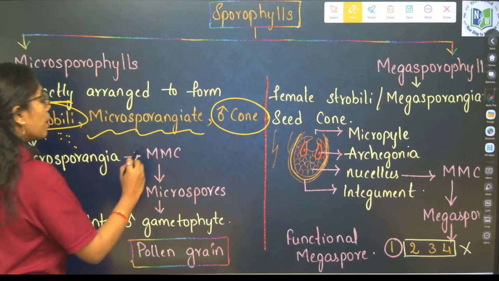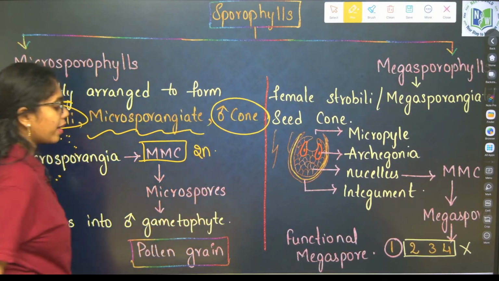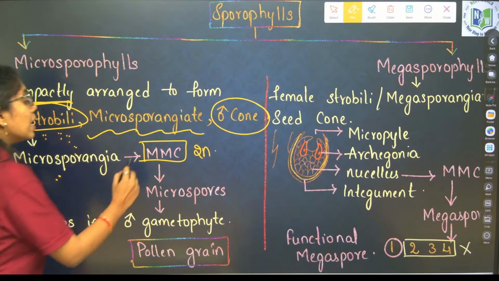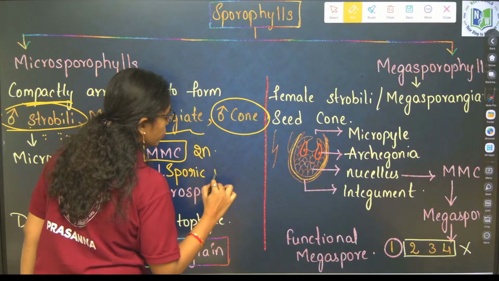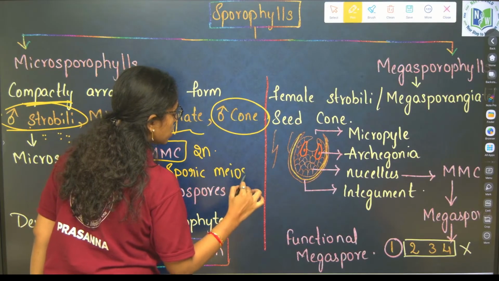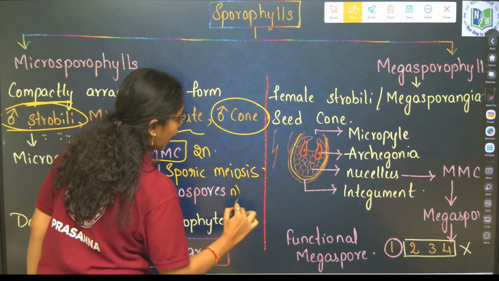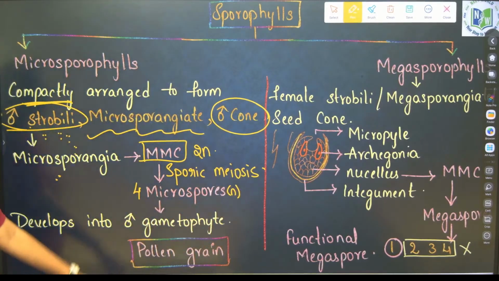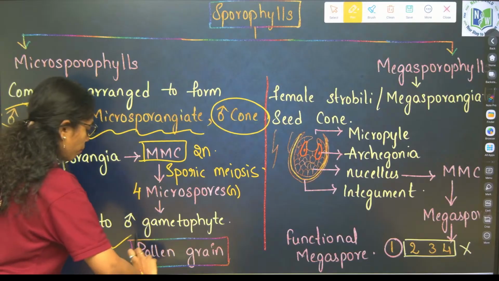Microsporangiate is having microspore mother cell which is diploid. Okay, microspore mother cell is diploid. This undergoes sporic meiosis and forms 4 microspores which are haploid. After sporic meiosis, 4 haploid microspores will be formed. This develops into what? Male gametophyte, that is pollen grains.